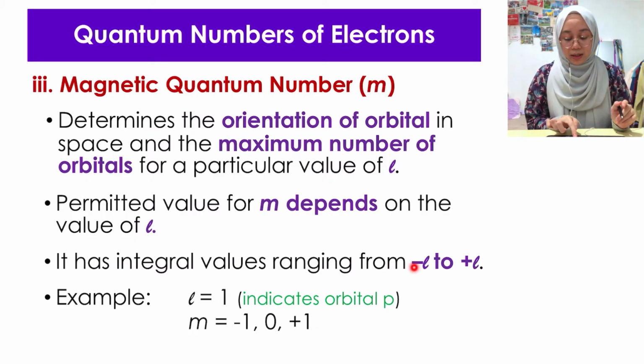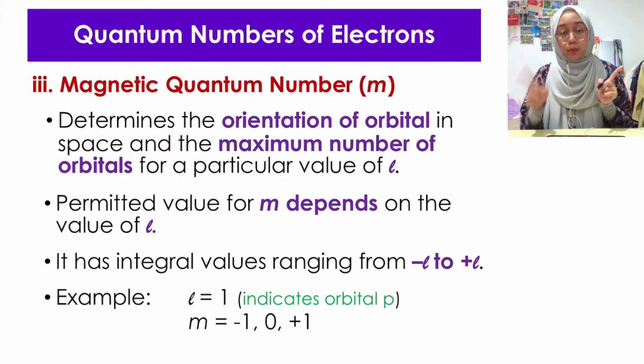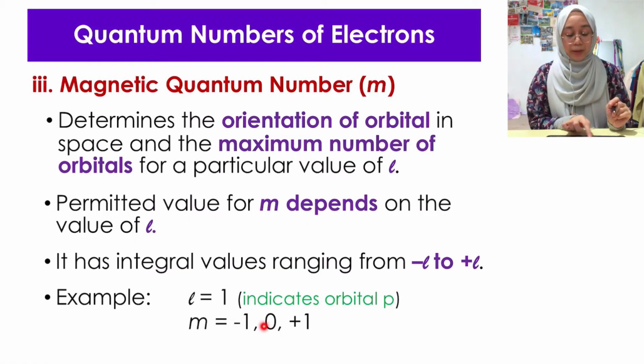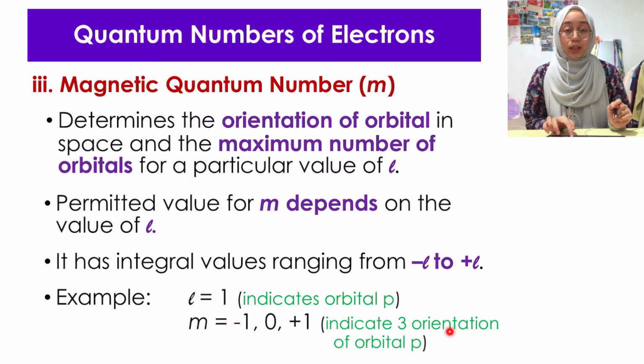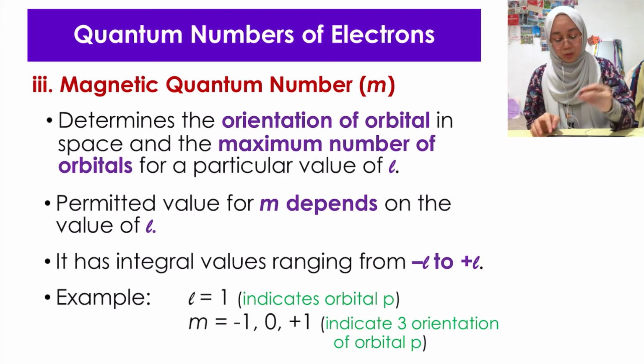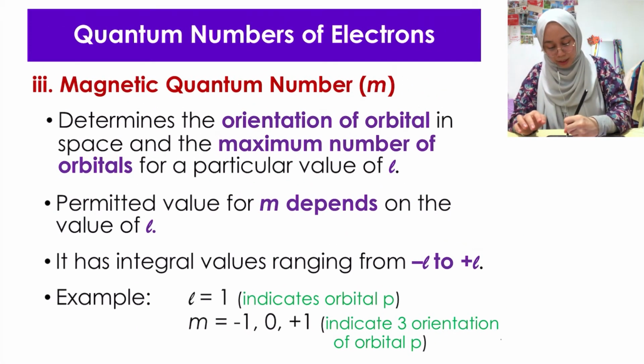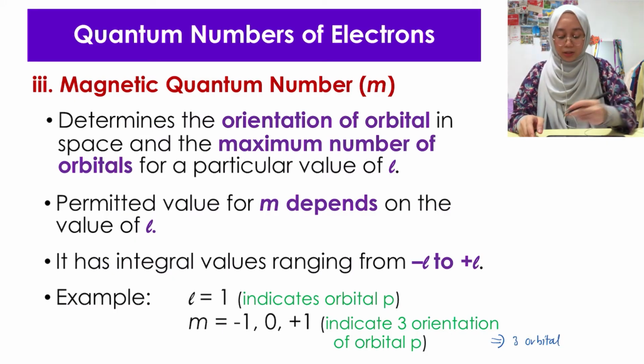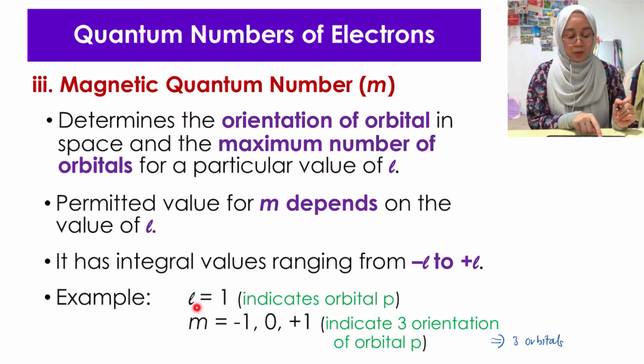Okay, so keep in your mind, negative L. So kalau L equals to 1, so negative L, negative 1 lah. Okay, and then 1, so positive 1 dekat sini. So apa nombor yang ada between negative 1 dengan positive 1? That will be 0. Okay, so that's why kamu nampak ada 3 value kat sini. So negative 1, 0, positive 1. Okay, you know how it says here that it determines the orientation of orbital and also the maximum number of orbitals? Okay, so it shows that there are 3 orientation in orbital P. At the same time, it also shows that it has 3 orbital. Okay, so ada 3 orbitals dalam L equals to 1 ni.